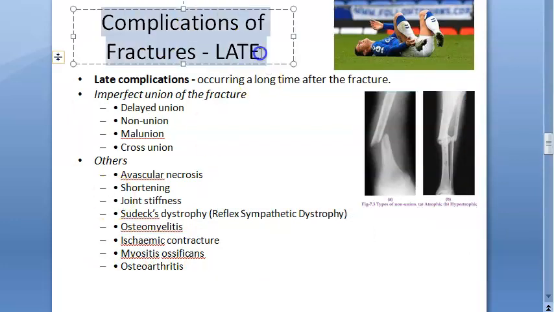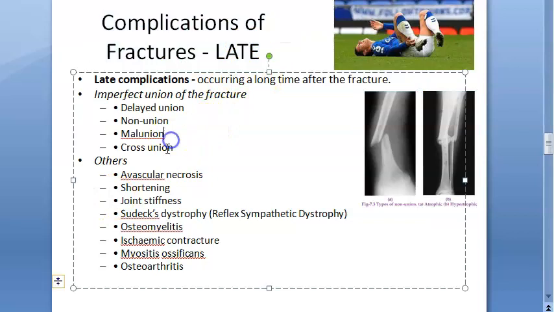Guys, now let us move on to the late complications of fractures, the local ones. Everything is local only. Late, they are not expecting any systemic complications. Look at these late complications. Basically, there can be imperfect union of the fracture, that is delayed union. It's taking a long time to unite. And finally, it may not unite. It may be a non-union. It is not uniting at all.